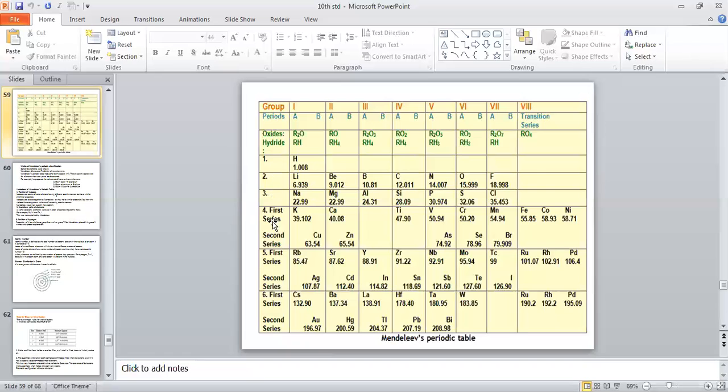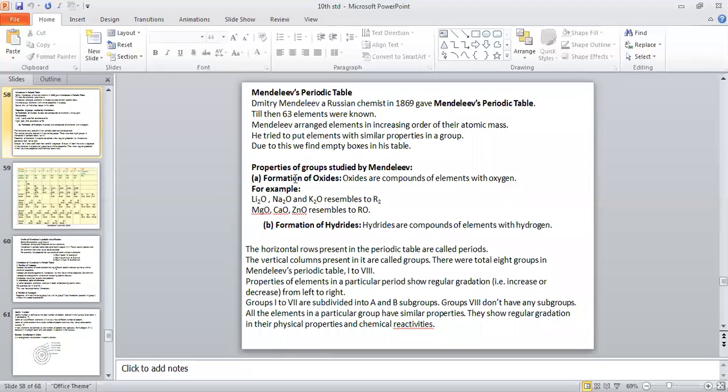So these are the periods and these are the groups. So group 1 to 8 and the periods 1 to 6. This is the Mendeleev periodic table. So the properties of group studied by Mendeleev.